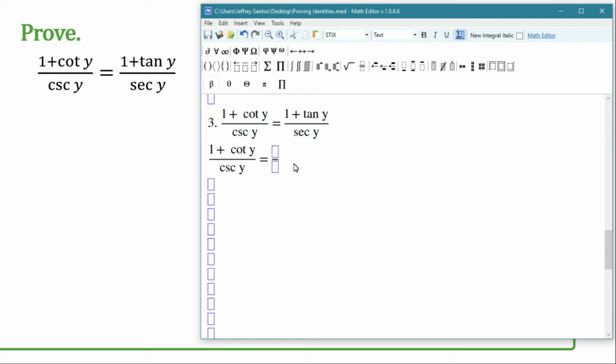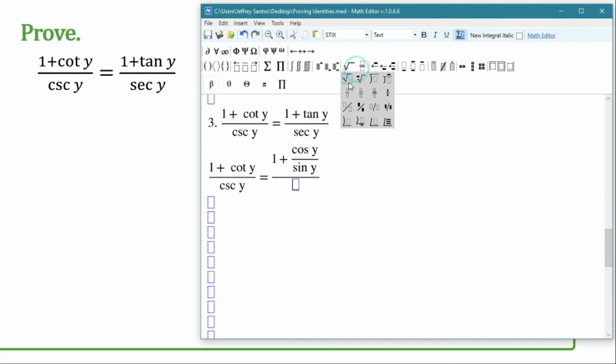Okay? And if we're going to simplify this one, or represent this using the fundamental identities, that is 1 plus, so cotangent of y we can represent using the ratio identity as the cosine of y over the sine of y. And then cosecant of y, we can represent using the reciprocal property, that is 1 over the sine of y.